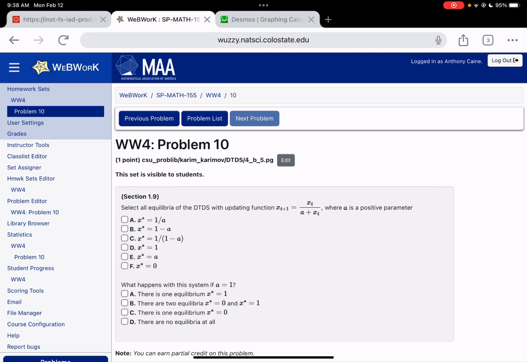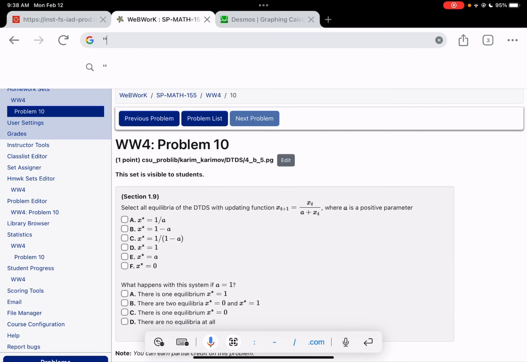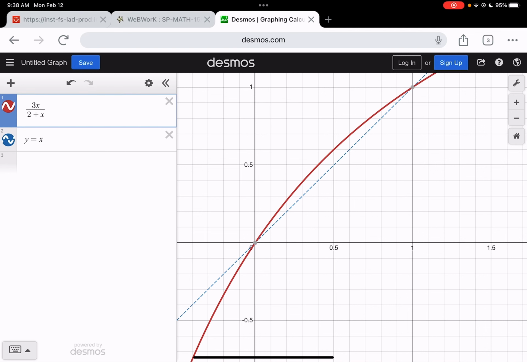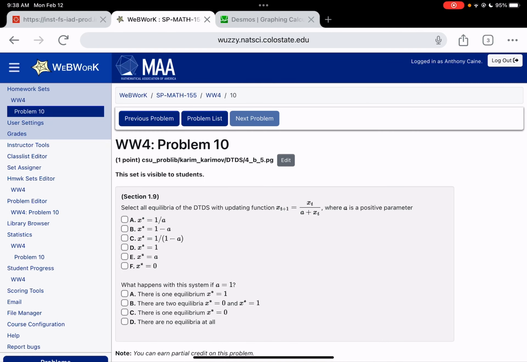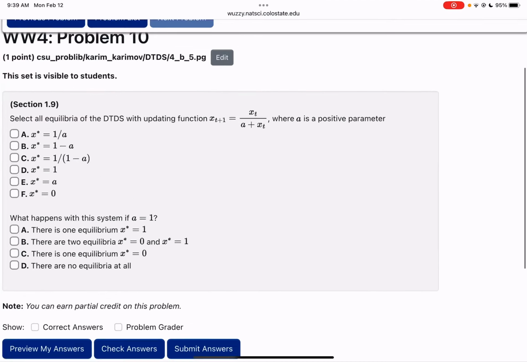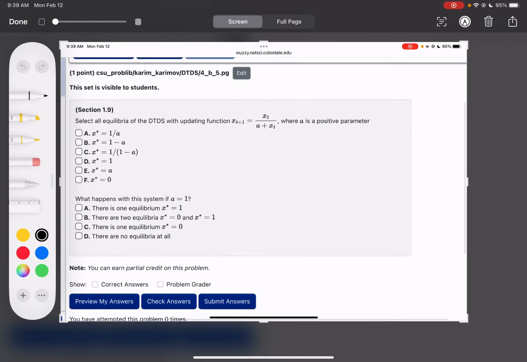All right, so this is the same as the previous one. Remember how I did all that algebra? And we ended up here, right? So notice how similar that is to this updating function. So, select all equilibrium values. All right, so equilibrium values. So we get rid of the subscripts.